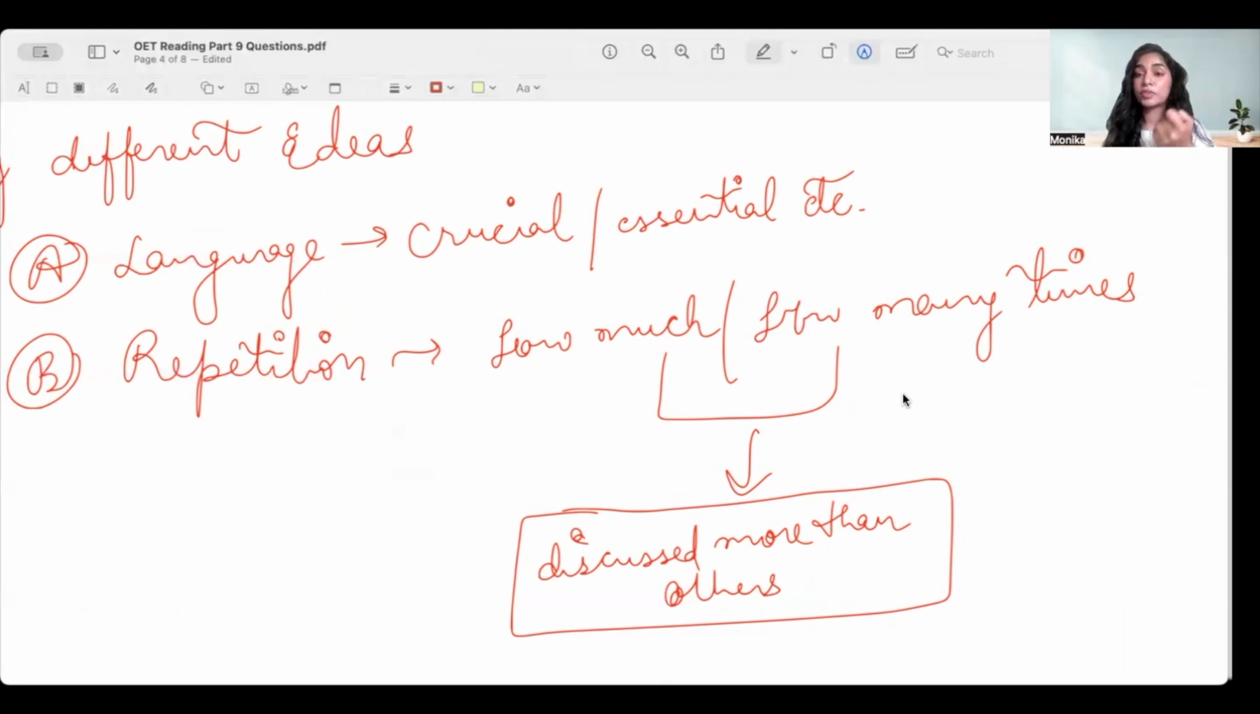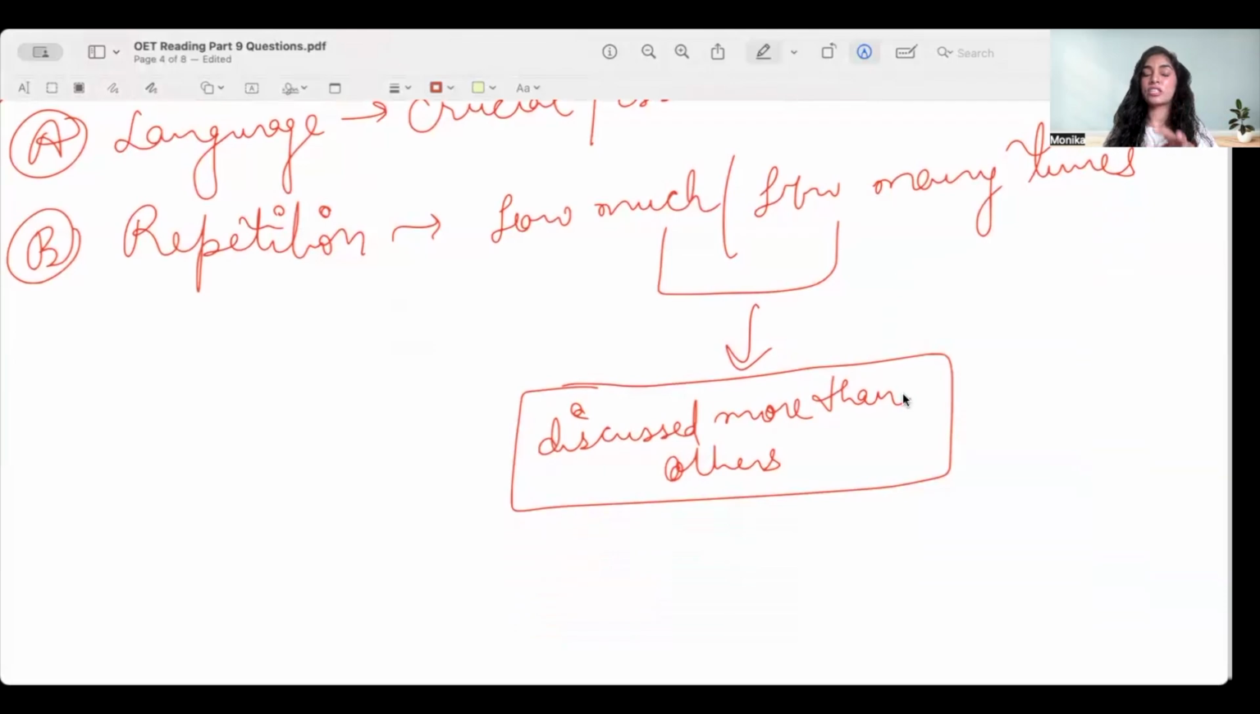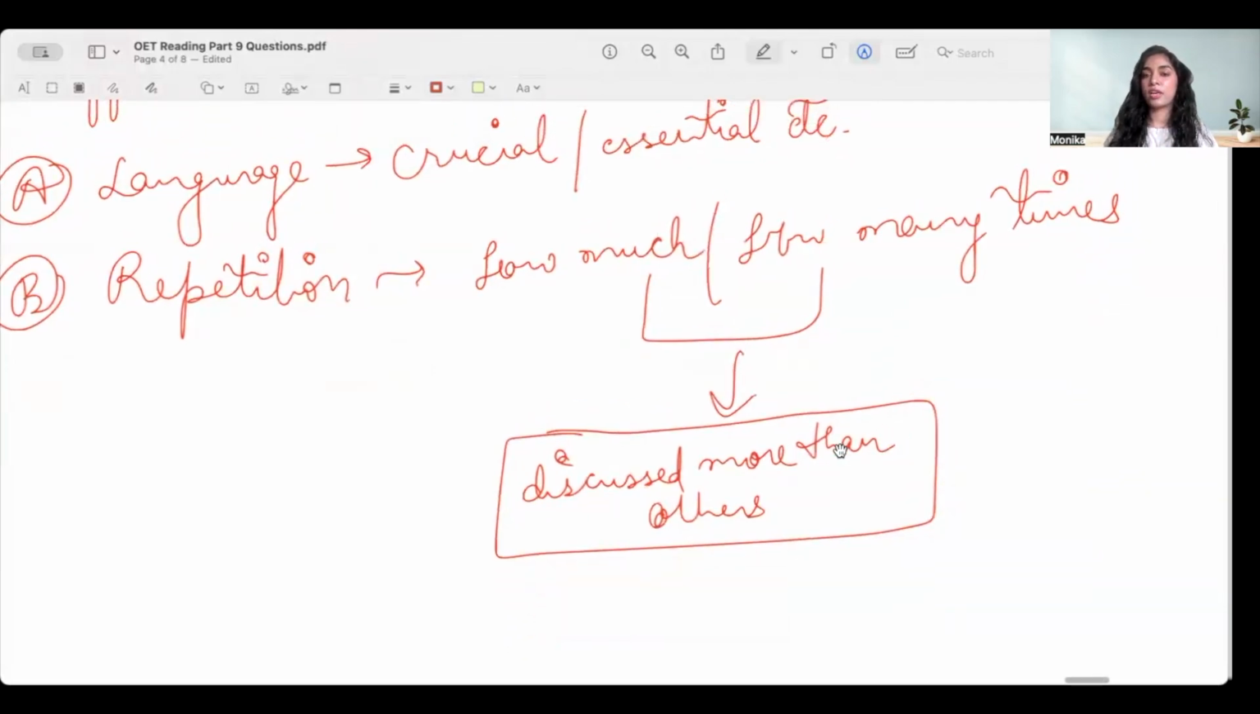You have one idea which is being discussed in 5 sentences. You have another idea which is being discussed in only 2 sentences. And in those 2 sentences, you don't see any language or any other crucial markers that tell you that this is the important idea. Then that's how you know. So basically, in terms of repetition, we check which one is being discussed more than the other.